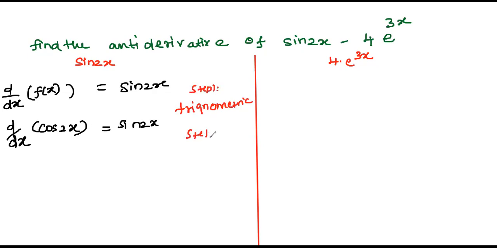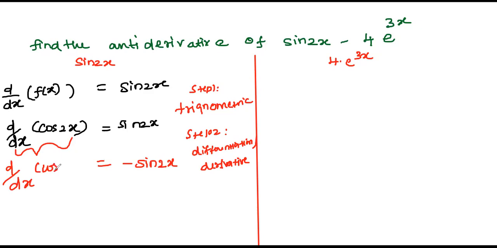And step 2 is performing the actual differentiation or derivative. How will you find the derivative? You have to differentiate this cos 2x. When you differentiate cos 2x, you will be getting the result minus sine 2x.